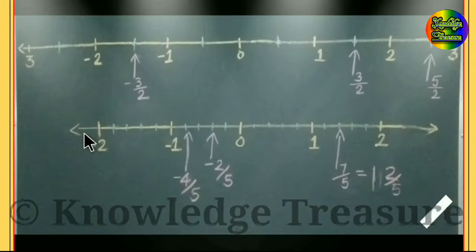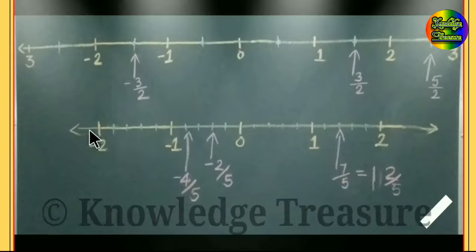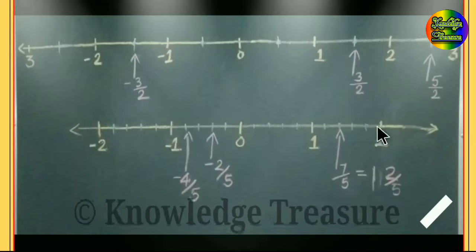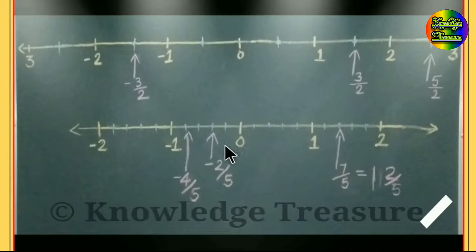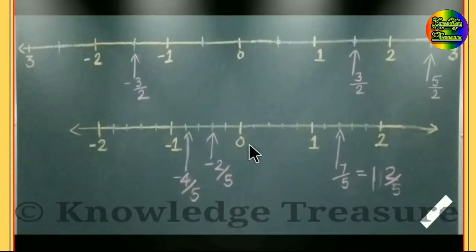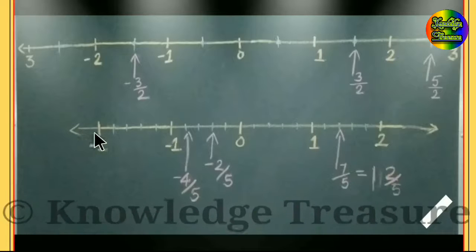Okay. First step is what? You have to draw the number line like this. And the second step is you have to show the integers on this number line. What is integers? 0 with positive and negative numbers.